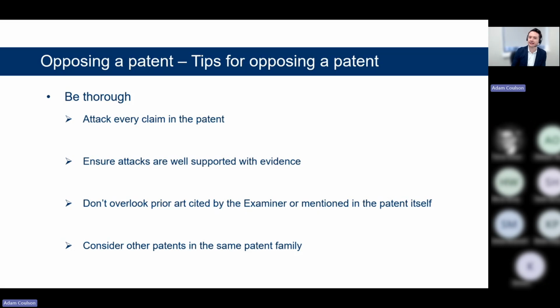A good opposition attacks each and every independent and dependent claim, the attacks being as comprehensive as possible and being well supported by evidence in the form of prior art, witness statements, expert testimonies, or evidence of prior use. When searching for prior art, it is important to consider the EPO prosecution file for the prior art cited by the examiner in search and examination reports. Just because the examiner has found a piece of prior art to not be particularly relevant doesn't mean it is, especially when looked at from the mind of an expert in the relevant technical field.